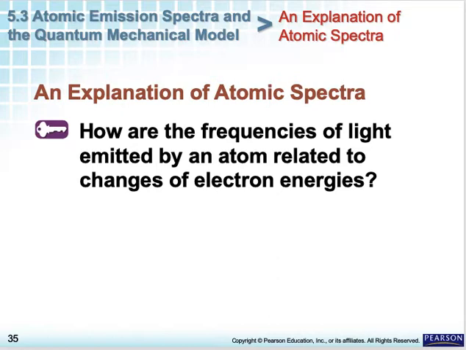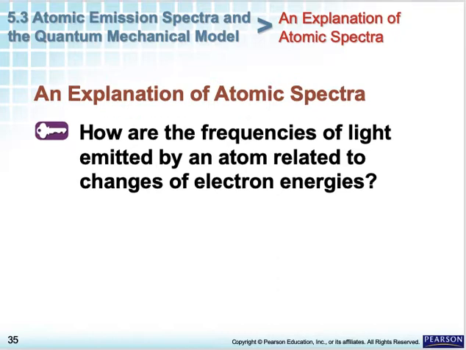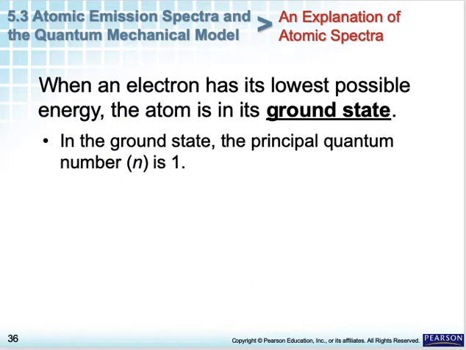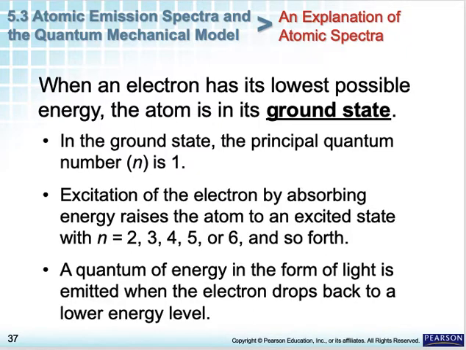So, an explanation of atomic spectra. How does the frequency of light emitted by an atom relate to changes of electron energies? When an electron is in its lowest possible energy, the atom is in its ground state, and that means that n is equal to the lowest number possible. When we excite that electron by absorbing energy, we can raise it to a higher level, like 2, 3, 4, 5, or 6. We can keep going.